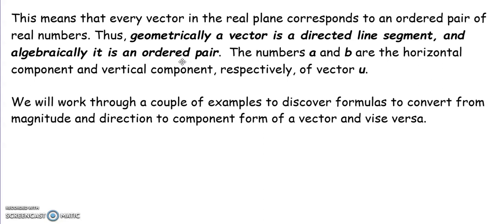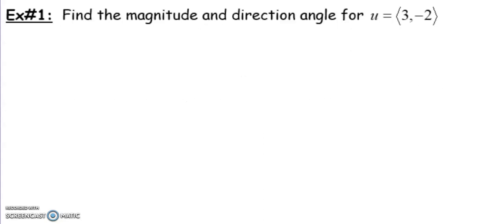So the numbers a and b, like I just said, are the horizontal and vertical movement for that vector. Alrighty? So whether it's geometrical or as an ordered pair, we have magnitude, which is our length, and we have direction. So let's find the magnitude and the direction for this vector u. They are writing it in our form ⟨a, b⟩.